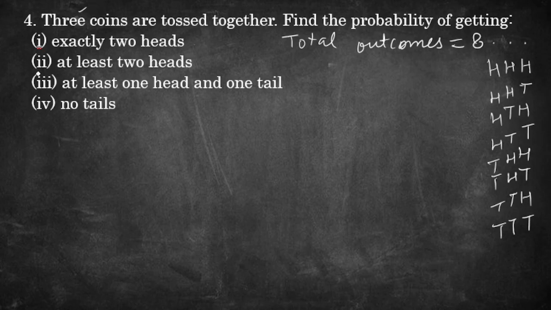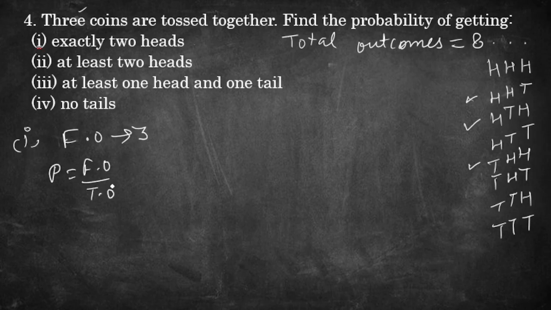So how many outcomes are there in total? 8. Now we need to find the favorable outcomes for exactly 2 heads. Here we can see 3 heads, here 1, here 2 heads, here 2 heads, here 1 head, here 1 head. So there are 3 places where you can see exactly 2 heads. So favorable outcomes are 3. The probability is favorable outcomes upon total outcomes, that is 3 by 8.